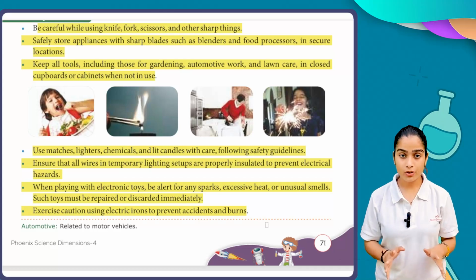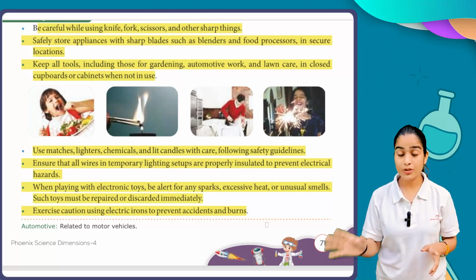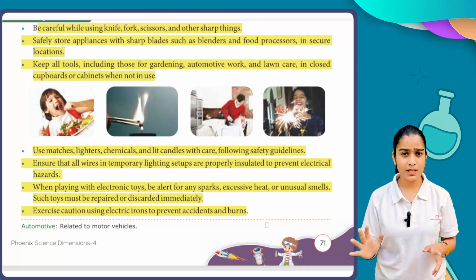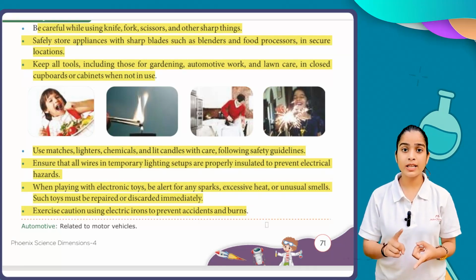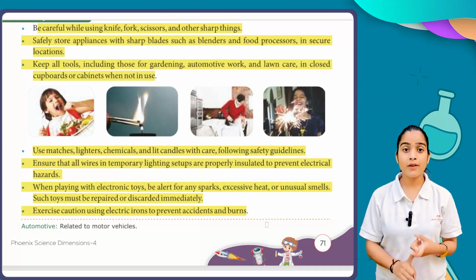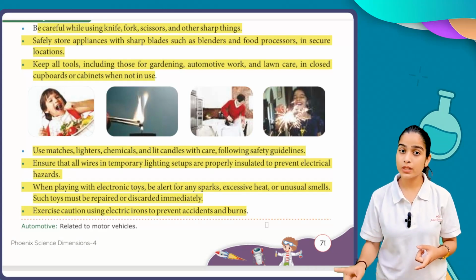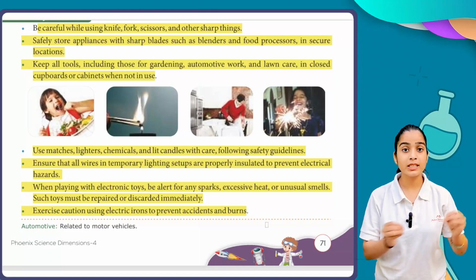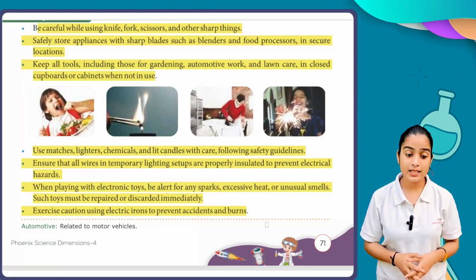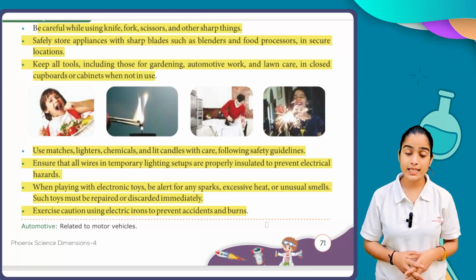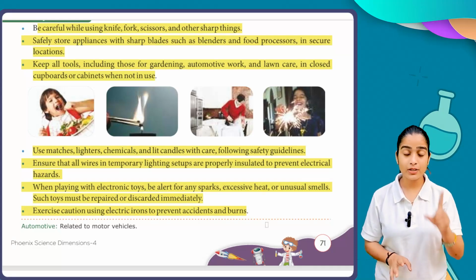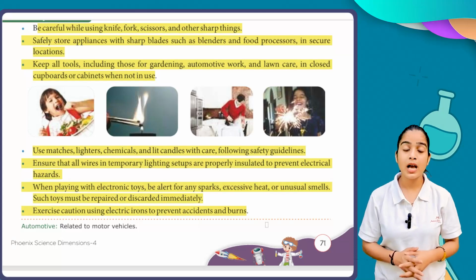Now what are the other things we have to keep in mind? While you're playing with your electronic toys, always keep in mind the temperature of that particular toy or any kind of smell coming from it. If the temperature increases or you smell anything unusual, then you have to avoid playing with that toy and immediately discard it. Next, exercise caution when using electric irons to prevent accidents and burns, and always keep yourself away from the iron.